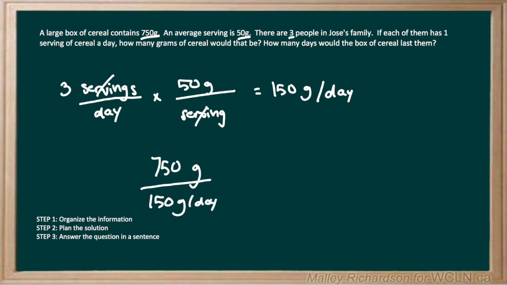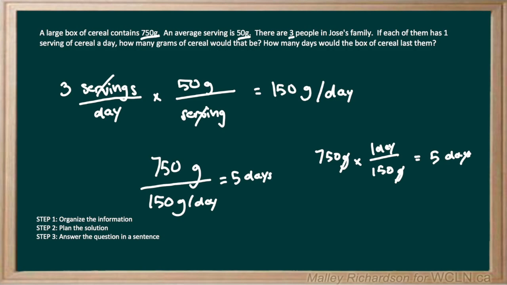Another way of writing out this problem is to write it as a multiplication problem. We had 750 grams, and we're going to multiply it by the reciprocal of 150 grams per day. And as we can see, our units of grams cancel out, and we're just left with our units of days. And 750 divided by 150 gives us 5 days. But going back to our division over here, we can see that 750 grams divided by 150 grams per day gives us the same answer of 5 days.